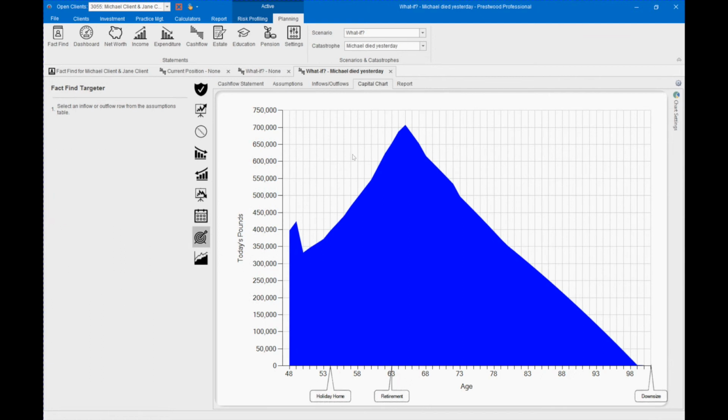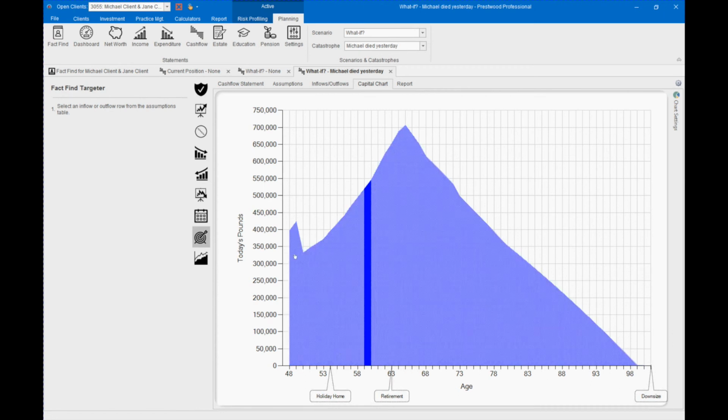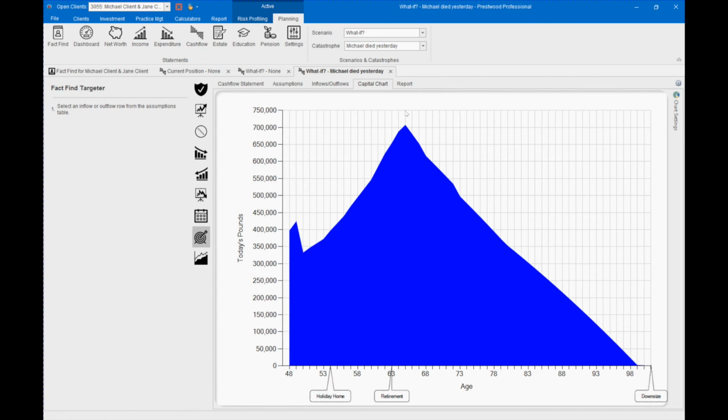So in summary, our FactFind Targeter allows us to target on specific FactFind items. We must specify how much money is required and when. And then our solution can be displayed and either kept or removed from our cash flow.